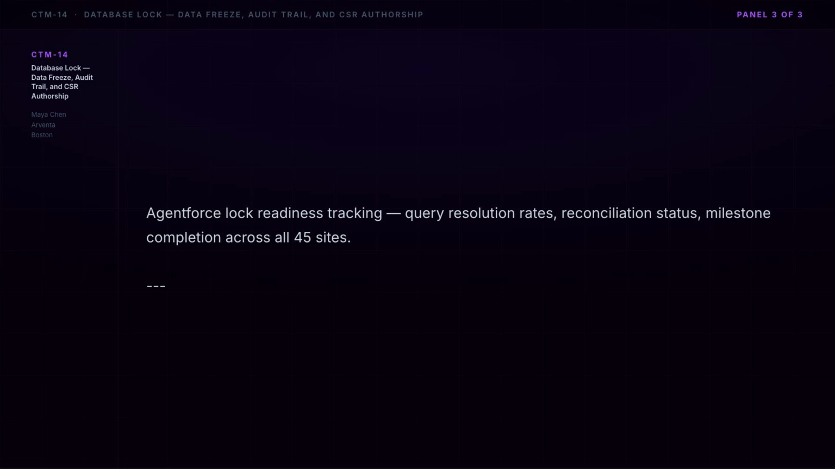The clinical study report, the CSR, documents the entire trial. Design, conduct, patient population, results, and conclusions. It is co-authored by clinical, biostatistics, and medical writing. It is the primary deliverable from this trial and forms the backbone of the NDA. Agentforce lock readiness tracking, query resolution rates, reconciliation status, milestone completion across all 45 sites.